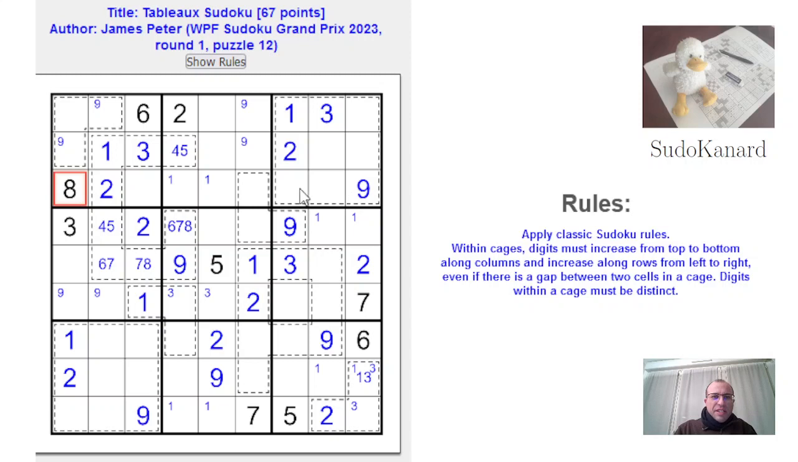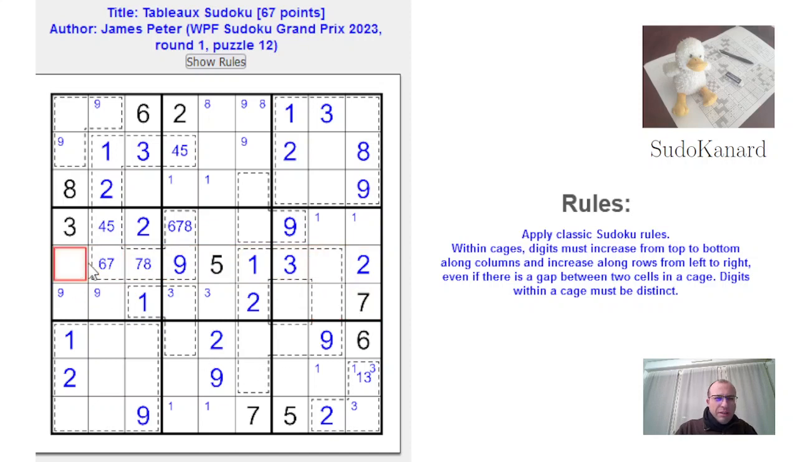This 8 is interesting, because 8 in this region must be next to the 9, so it can only be here. So now we have an 8 somewhere here just by Sudoku deductions. On this row, we must have a 4 somewhere.